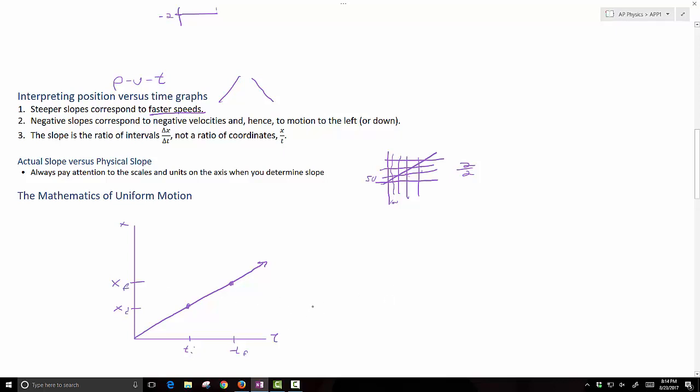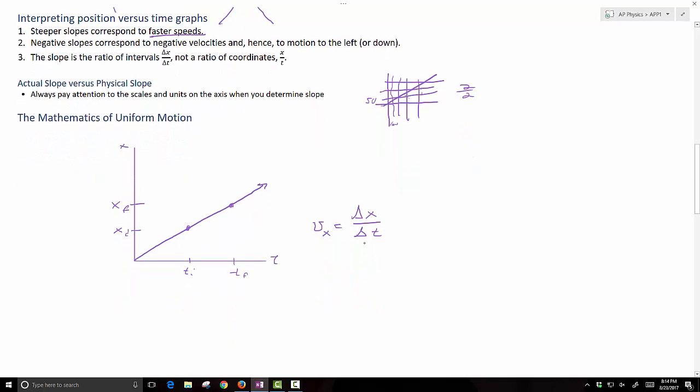So we have that the velocity in the x direction, or the y direction, it doesn't matter, is going to be the change in x, the displacement, over the change in time. All right, so let's try to simplify this and see if we can get an equation. We're just working from the definition of velocity to derive an equation. And this one's going to be pretty simple.